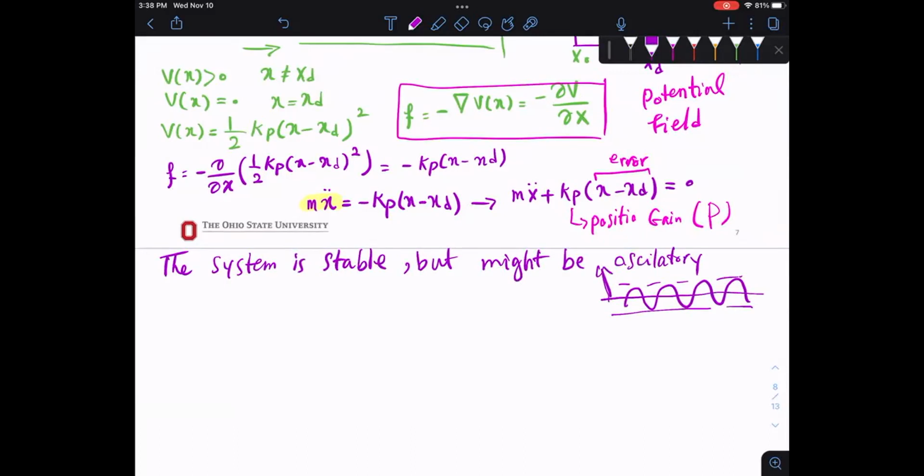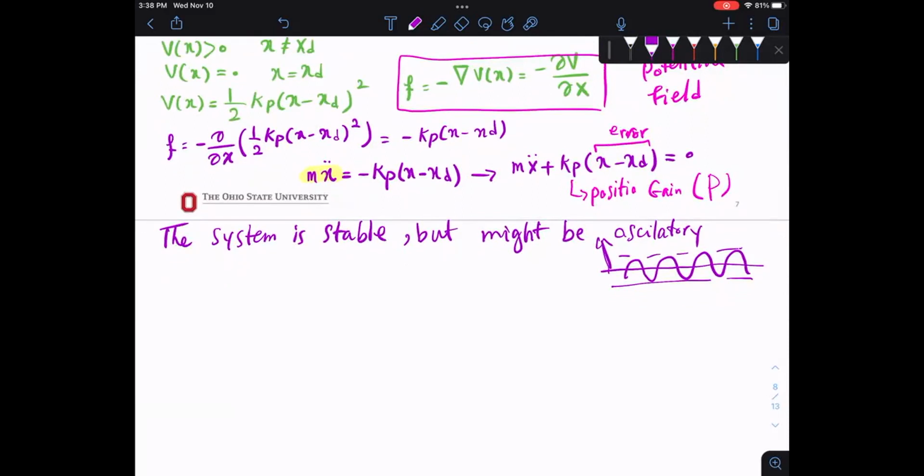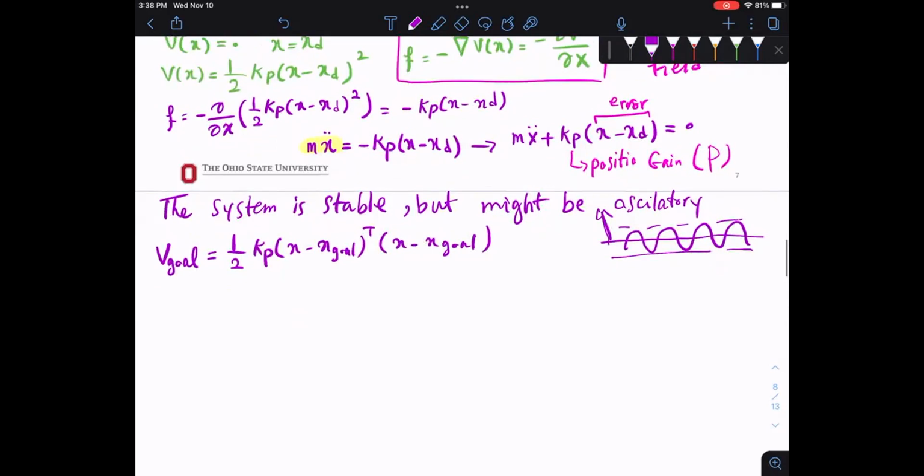Now, to do that, we can define another function, right? We can use a potential field again, and then define another function to get there. So I'm going to say my potential goal, I'm just calling goal, the x that I want to go to, desired, is going to look like one half kp, which I had, x minus x of goal, transpose x minus x of goal. So this is a vector, just putting it in vector form.